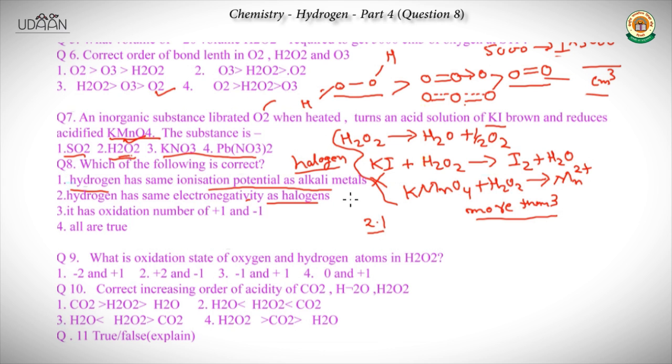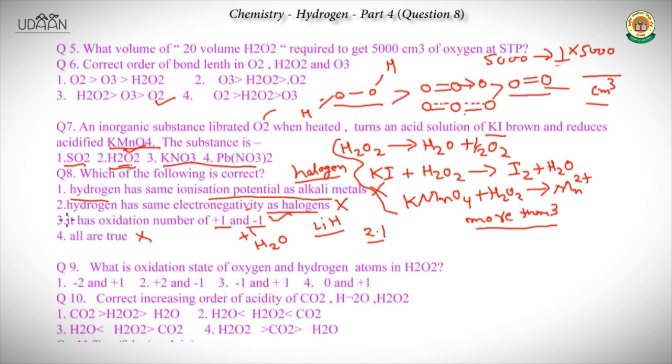So it is also incorrect. Okay. And it has an oxidation number of +1 and -1. Now we have seen that in most compounds it has oxidation state +1, and in some compounds it has -1, like in hydrides. Like hydrides of active metals. Okay, so this one is right. So this one is not correct either. So the answer will be 3. Okay. So it is the correct answer.